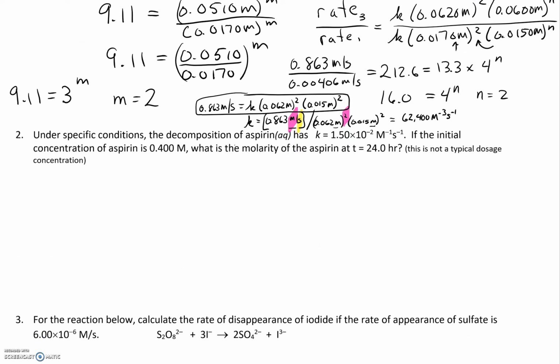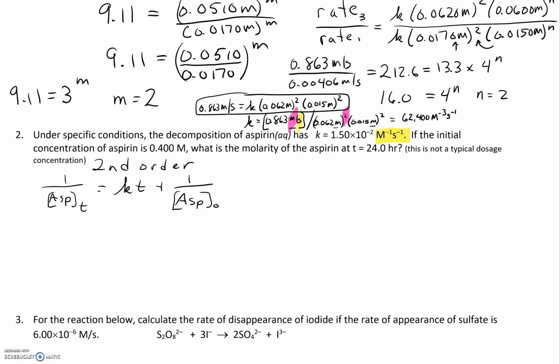Question 2 asks about the decomposition of aspirin, and we're told that it has a particular rate constant. In this case, the rate constant has units of molarity to the -1, seconds to the -1. And that tells us exactly what order the reaction is. It tells us it's second order. So we need to use the second order integrated rate law.